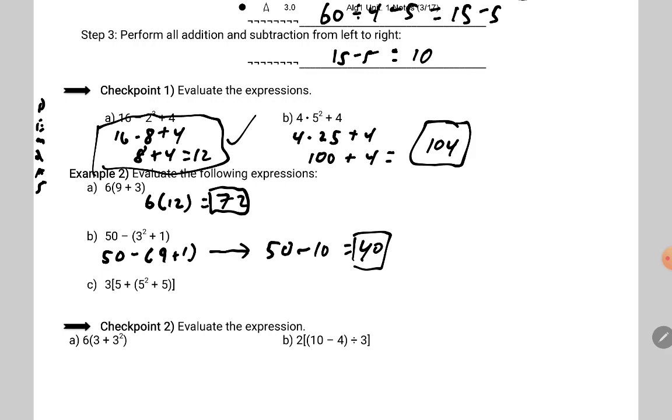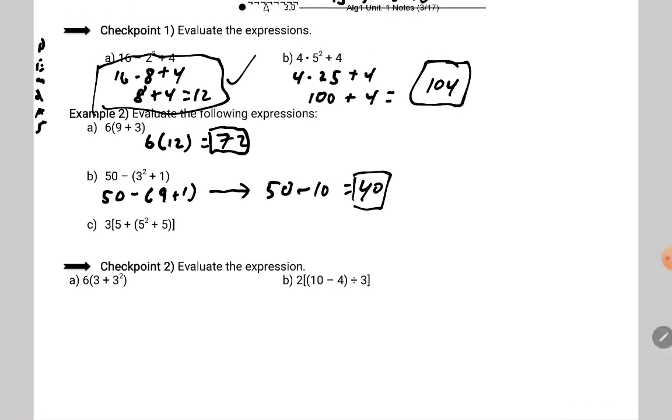Evaluate the expression. Part A, here we go. We have 6 times the quantity 3 plus 9, that's 3 squared there, which becomes 6 times 12, which again we get 72. Oh wait, yeah, 72. Just making sure I did that right. Yep.